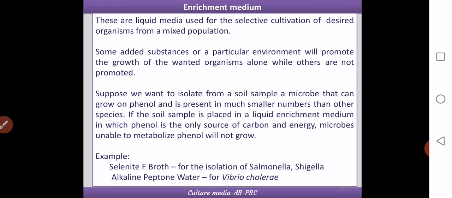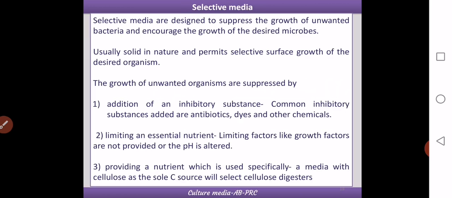Clear? So we can see various examples, like saline type broth used for the isolation of Salmonella and Shigella from fecal samples, and also peptone water or alkaline peptone water, APW, for the isolation of Vibrio cholerae, right? So this is enrichment media. This is nothing but a liquid media to which substances are added, or in which we make a particular environment, to promote the growth of a wanted organism alone, and the unwanted organisms will not be promoted. Clear? Example, salinity broth, alkaline peptone water, etc.